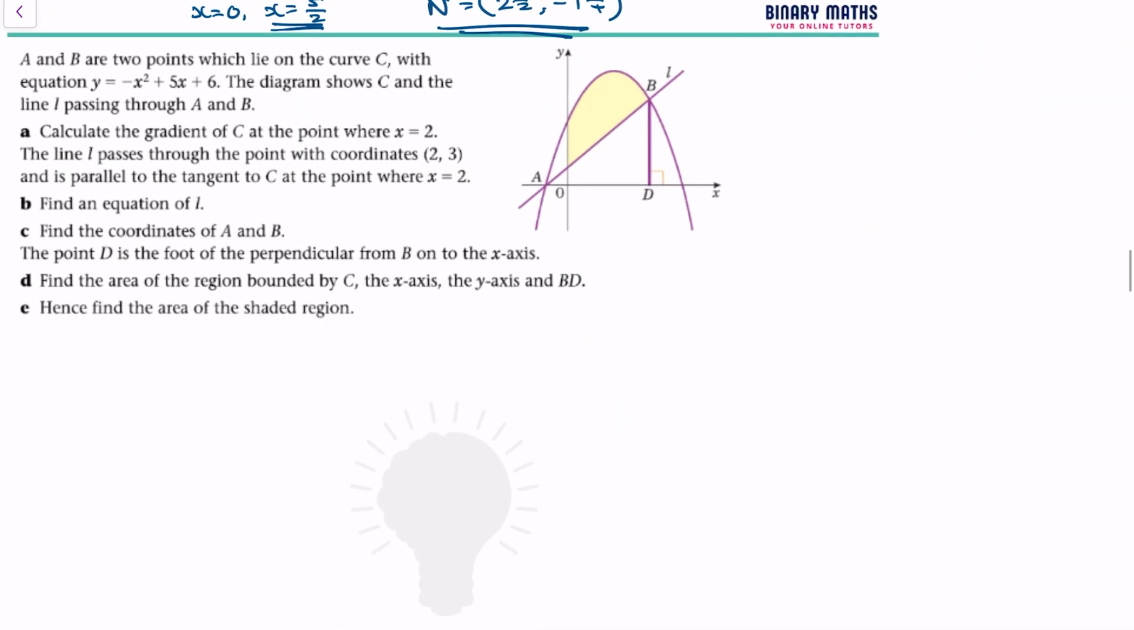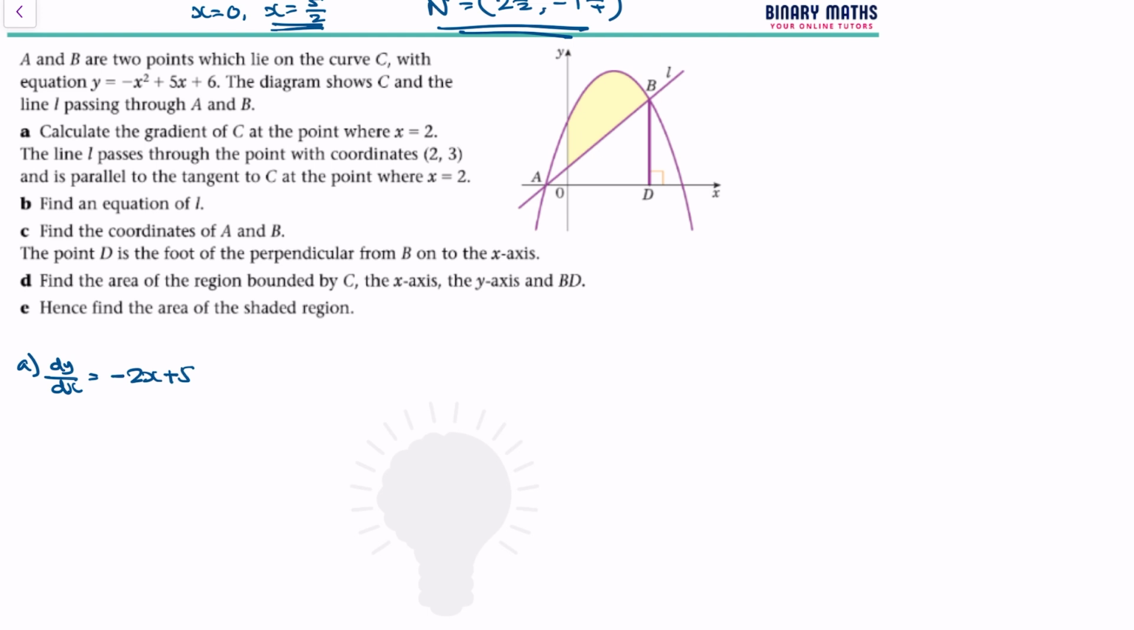A and B are 2 points which lie on the curve C with equation y is equal to minus x squared plus 5x plus 6. The diagram shows C and the line L passing through A and B. Calculate the gradient of C at the point where x is equal to 2. Now, because it's a gradient question, I know I need to do dy dx. So when I calculate dy dx, I end up getting minus 2x plus 5.